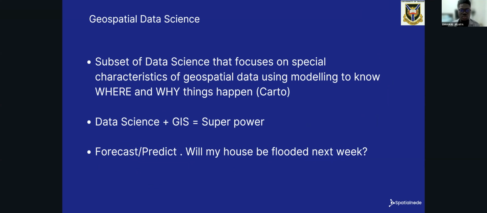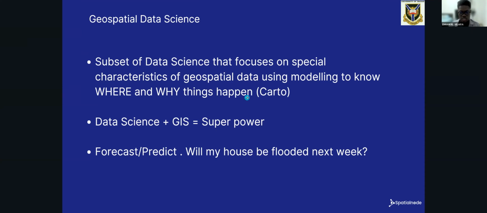So if you have a data science background, you don't need to switch your career into geospatial. You're already doing a bit of geospatial, just that the data you're working with does not have a geospatial component. What you just need to do is add a geospatial component to it, and then you will be very powerful. Geospatial data science is still a subset of data science, but it focuses on using geospatial data to know where and why things happen.